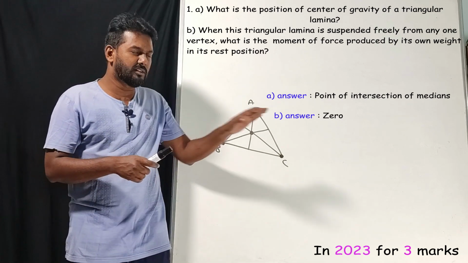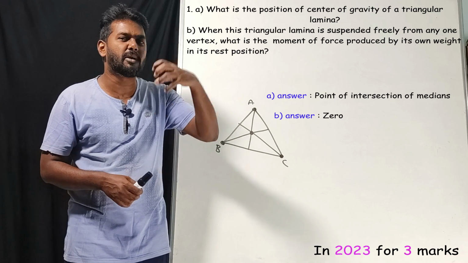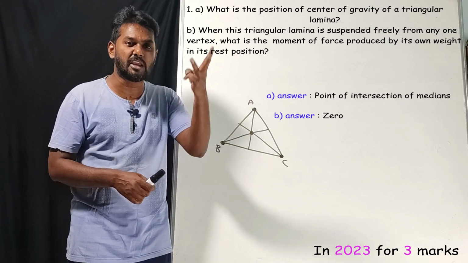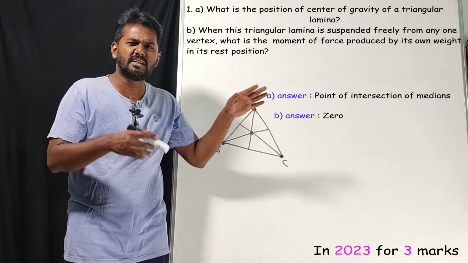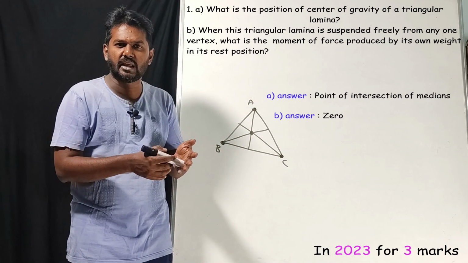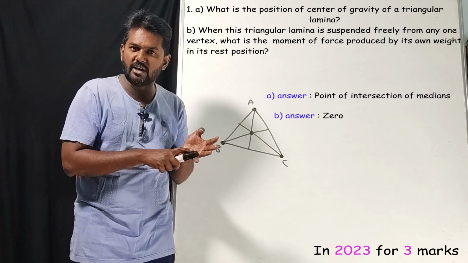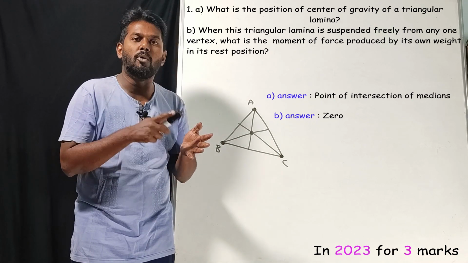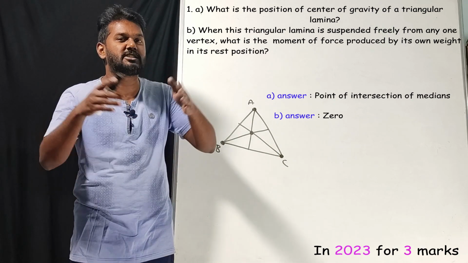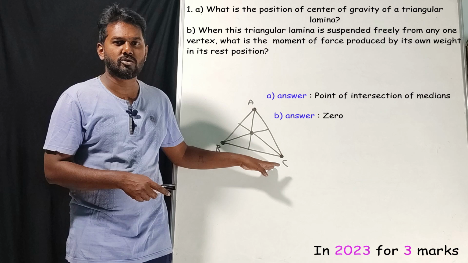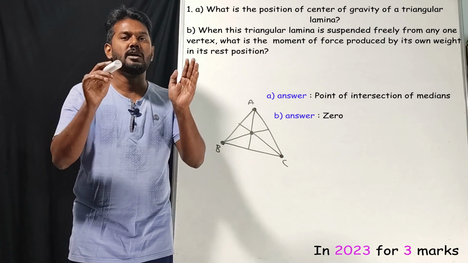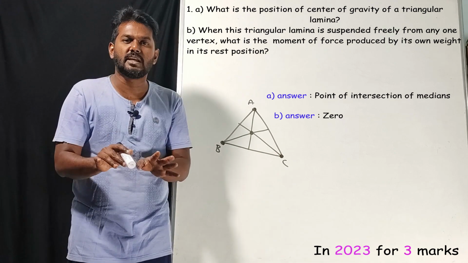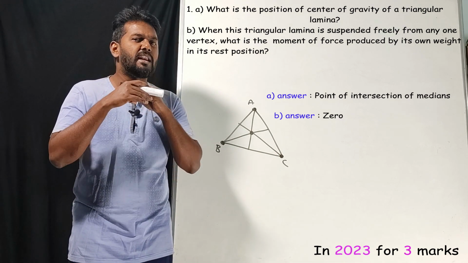So this is the only question which was asked in the previous year, that is 2023, for 3 marks in the 5 years. And this concept, as you know, is a very easy thing. First you need to know the definition of center of gravity, then the position of center of gravity for different shapes, then this kind of question, and how to find the center of gravity for an irregular shape object. If you know these things, then you can answer any questions.